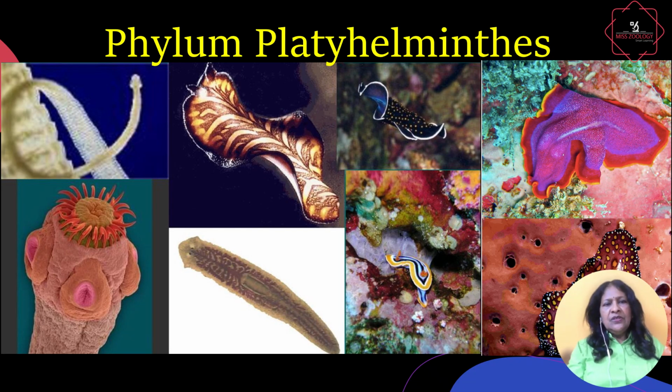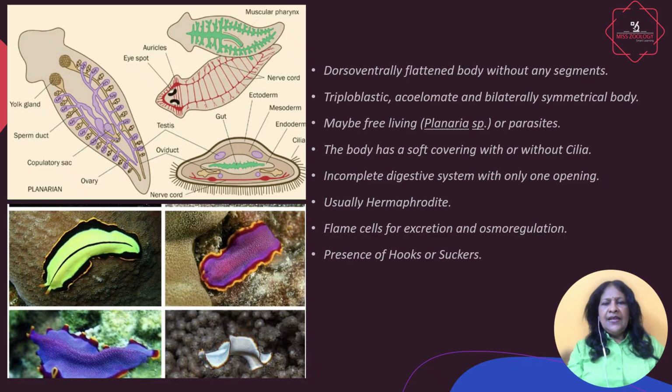Coming next is phylum Platyhelminthes. Platyhelminthes are represented by worms, small, cylindrical, soft-bodied worms. A few images are shown on this screen. They are all representatives of platyhelminthes. Let's know a little more about organisms under platyhelminthes. All these animals are flat-bodied worms. Their body is dorsoventrally flattened without any segmentation.